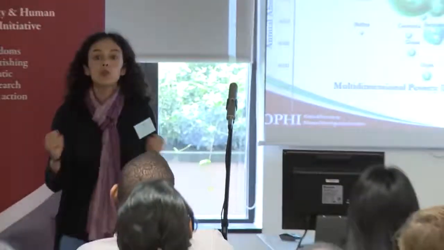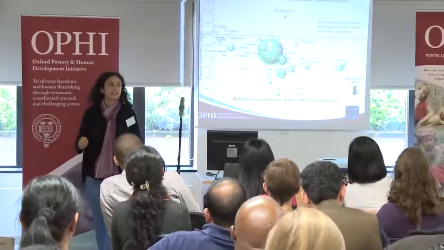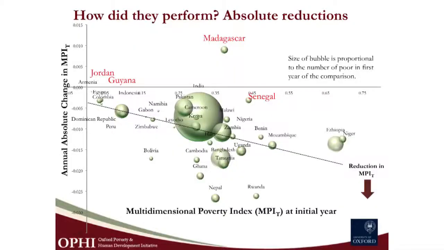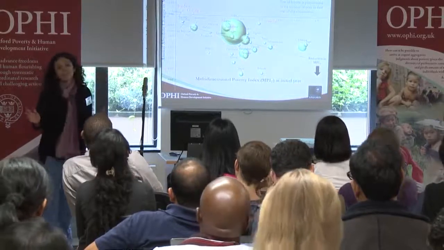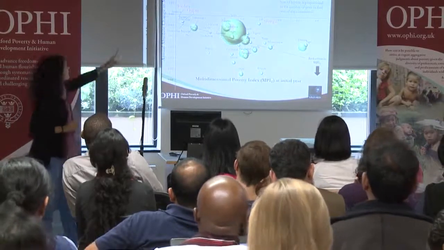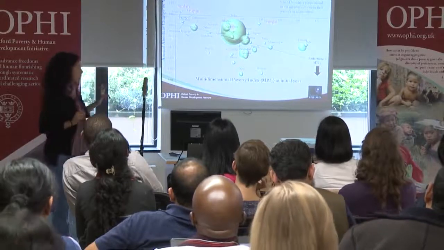So what were the results? Good news is that 30 of our countries have statistically reduced poverty. And these countries represent 98% of the poor in these 34 countries. The countries in red are the ones that did not reduce poverty. And actually, Madagascar seems to have increased.